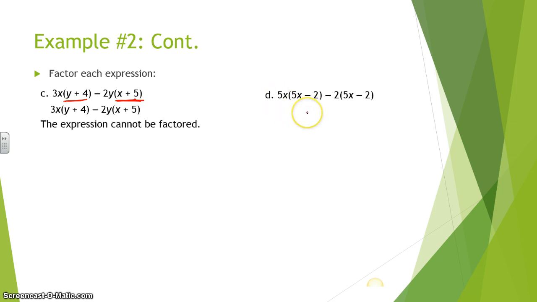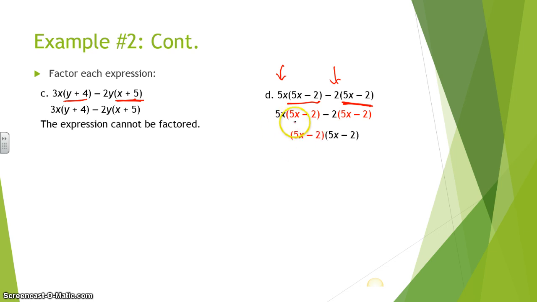D, we have 5x(5x - 2) - 2(5x - 2). Here we do have a common binomial factor, which is that 5x - 2. So we're going to factor that out, but then we group what's left over, which is 5x and that minus 2. Notice in red, 5x - 2. That's my common binomial factor.